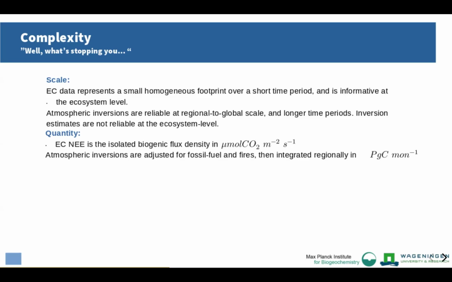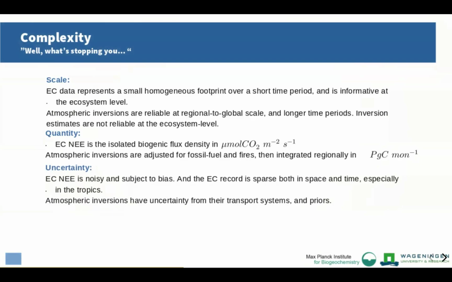multiple atmospheric stations are seeing a sort of long-term state of the atmosphere, and they're exposed to the full composition of CO2, all of the sources of CO2 in the atmosphere, and then reintegrated regionally into petagrams carbon per month. Next, of course, in both products there's quite some uncertainty.